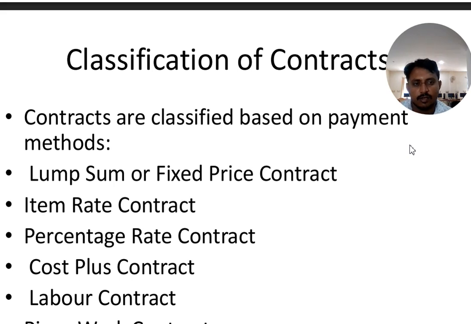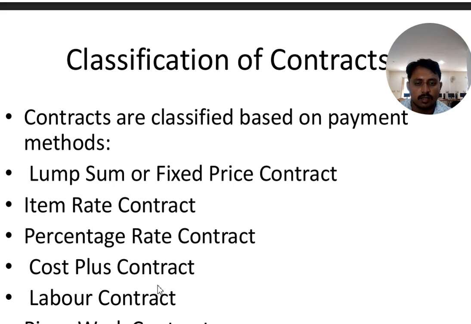The percentage rate contract means the contractor will complete the project within the scheduled time, but he will ask for a certain profit percentage. The original price is there, and the percentage of the contract is added to it. Generally in buildings and projects, the contractor percentage is 10 to 15 percent. So the 10 percent contractor percentage will be added to the original price. That is simply called a percentage rate contract.